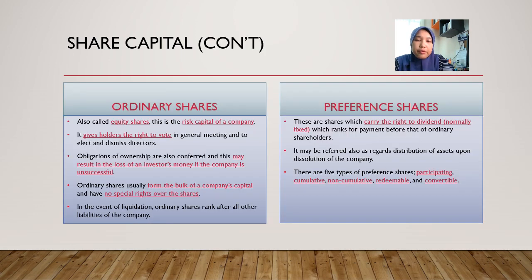We have here ordinary shares and also preference shares. Ordinary shares are for the shareholders in the company who will get the reward in the form of dividends. They also have voting rights, voting for the board of directors or anything else. While preference shares get a fixed dividend, but they do not get voting rights.